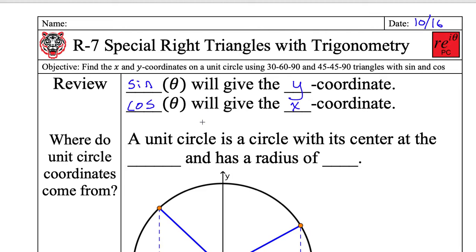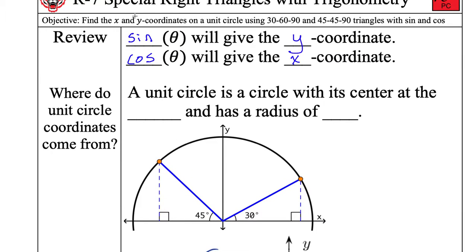All right, so a unit circle is a circle with its center at the, what do you call that center point? It is 0, 0. It has a name called the origin. And what is the radius of a unit circle? How big is it? What is the radius? It does have 360 degrees in a circle, but it has a radius of a length of just one. The length is one.